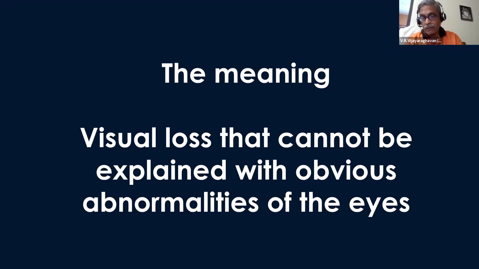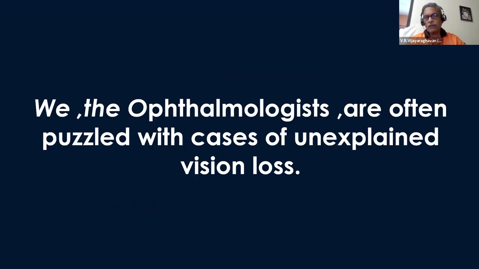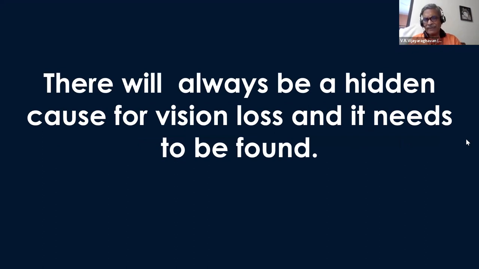But you have to approach systematically. Systematically, you have to approach the patient. Then you can find out some reason for the problem. I'll tell you how to approach. Normally, we will come across these types of patients. It's very difficult to find out the reason for the visual loss in the patient. But remember one thing, there will always be a hidden cause for visual loss and it has to be found out. How to find out?